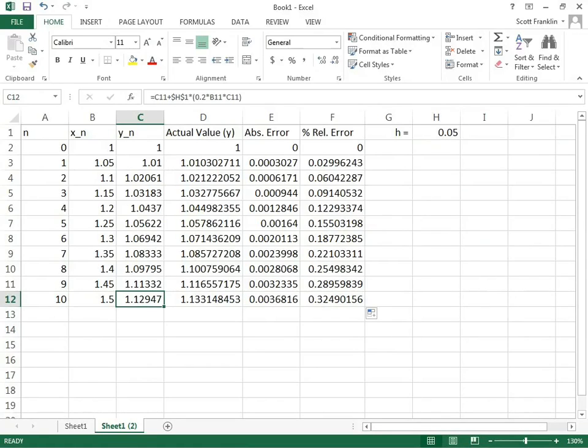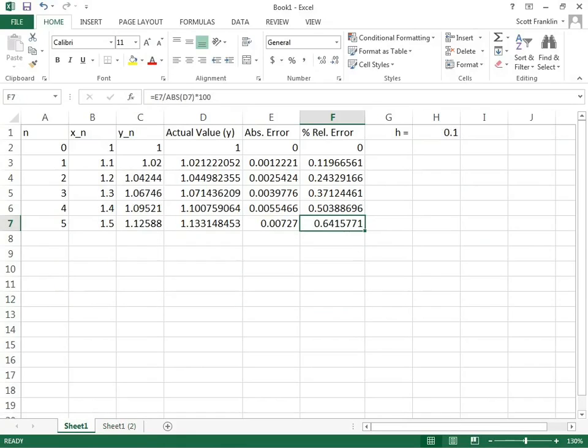So I can see that the method approximates the solution to be 1.12947. The actual value from the formula, which we know is the solution, is 1.133148453. So there is a difference, in absolute value, of 0.0036816. And percentage-wise, it's now 0.32% off. Now, how far off were we in the 0.1 case? 0.64. What happened to the error when we cut the step size in half? We cut the error in half.